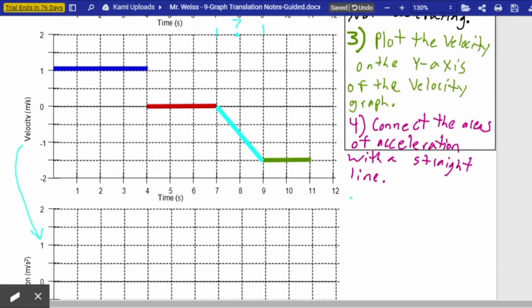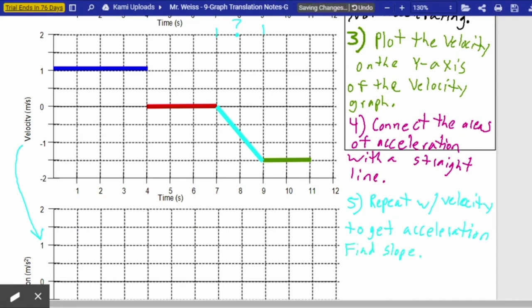Now, in order to get our acceleration versus time graph, we basically just need to repeat all the steps that we did with the displacement versus time graph, but this time looking at the velocity versus time graph. So the first step that we did, right, was breaking down these pieces of motion. I've already broken them down for you by drawing them in other colors. So now let's take a look at the first line, the blue one, and calculate the slope.